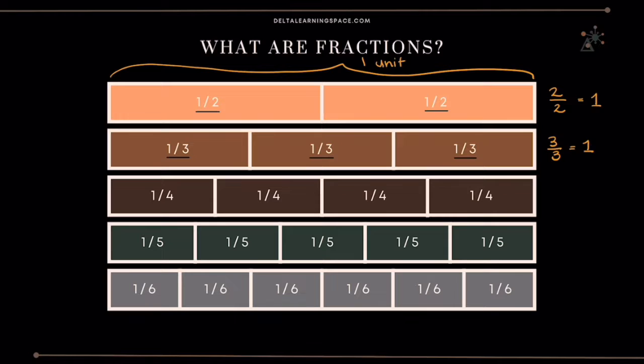I can continue that with my fourths, to have 4 out of 4 equaling 1. And then I can continue that with my fifths, which would have 5 out of 5 total pieces equaling 1. And with my 6 out of 6 equaling 1 whole unit. And so all of these represent the same amount, but are divided into a different number of equal pieces.